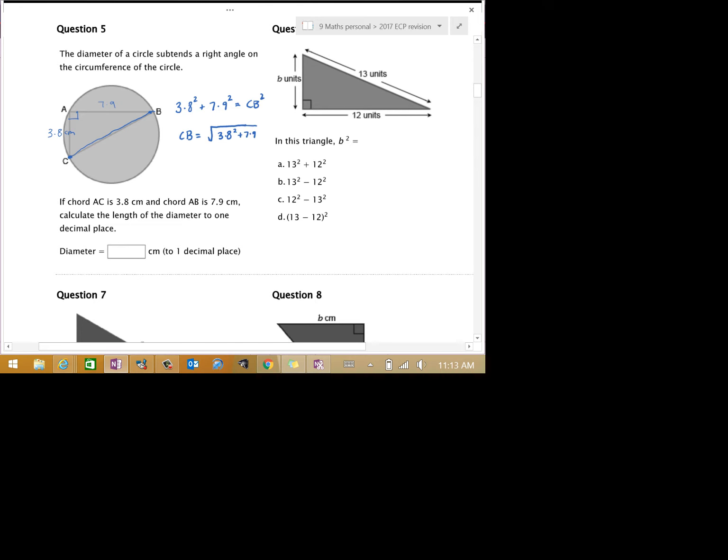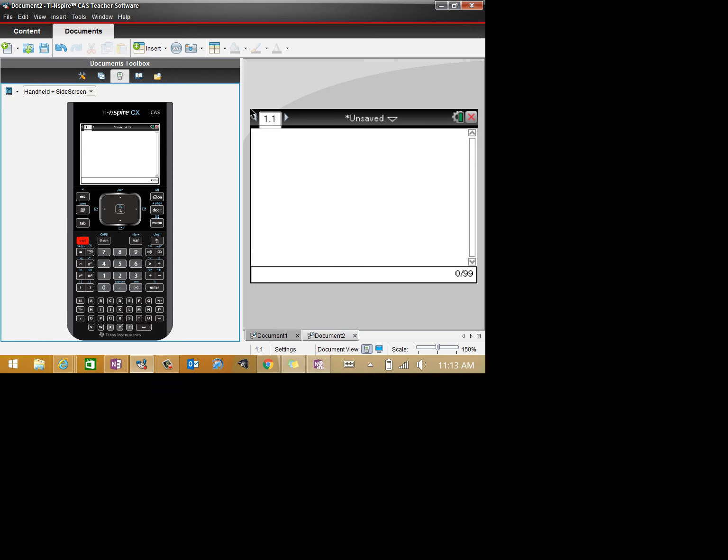Now you could evaluate that first and then take the square root, but I'm just going to do that in one step. So we've got to do control, there you go, we've got the square root symbol, 3.8 squared. Now you can do, oops, don't know what happened there. Let's go inside the, so that's 3.8 squared. You can do this on your scientific calculator too. Plus 7.9 squared, and the answer is 8.76.